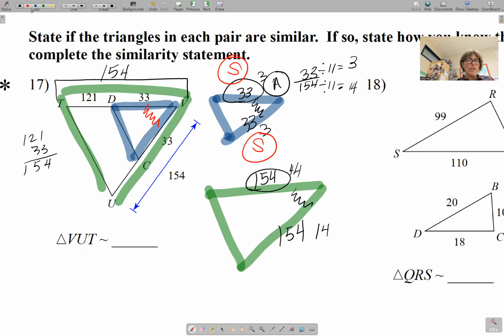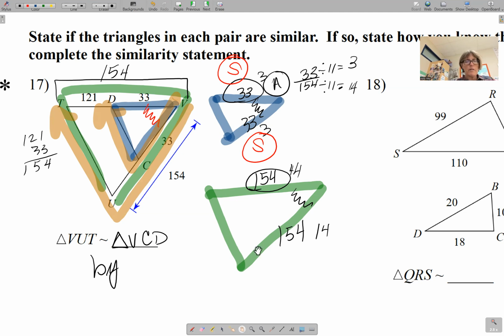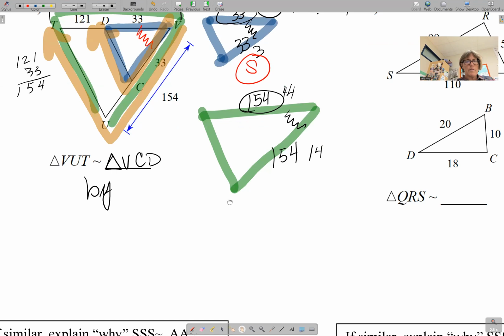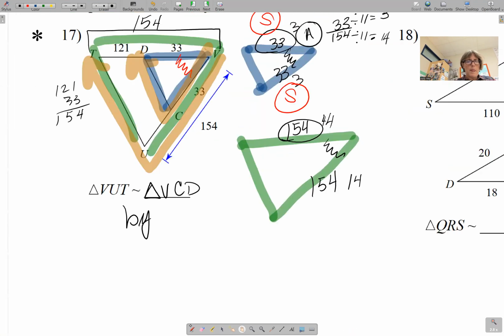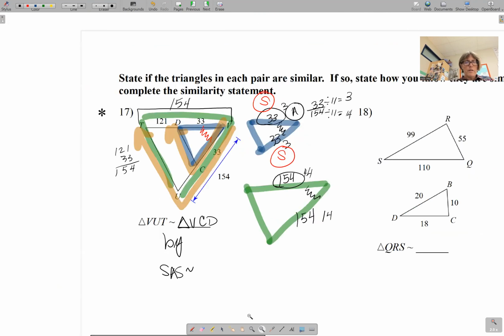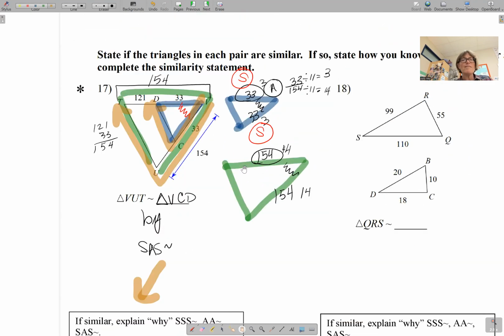So triangle VUT must be similar to triangle VCD by side angle side similarity. So you need to recap that yourself in this explanation.